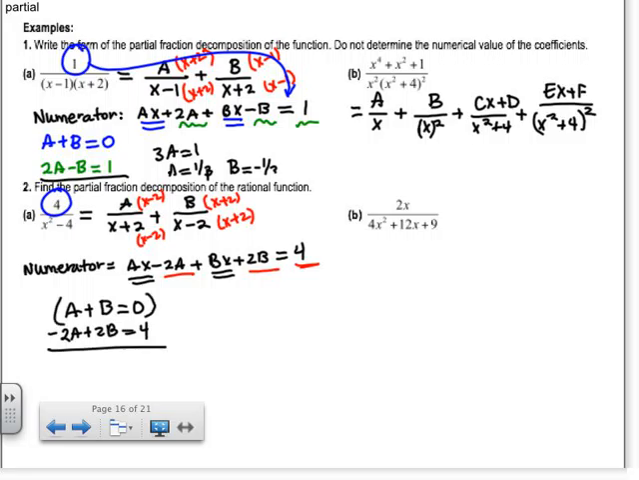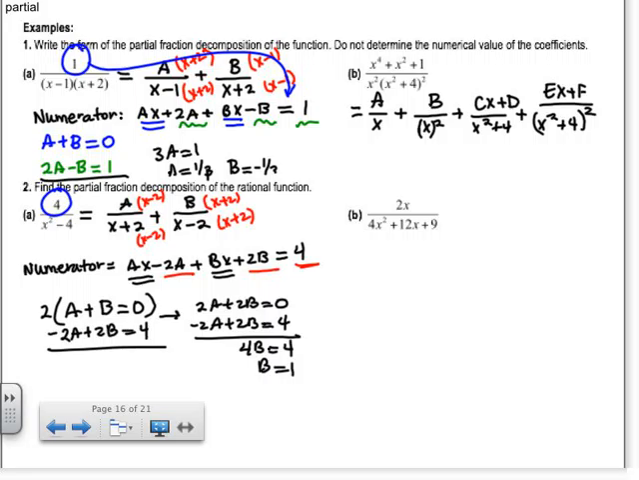Okay, multiply the top by 2, or you could divide the bottom by 2. It doesn't matter. So I get 2A plus 2B equals 0. I have negative 2A plus 2B equals 4. So when I add straight down, my A's go away. I get 4B equals 4. So B is 1.